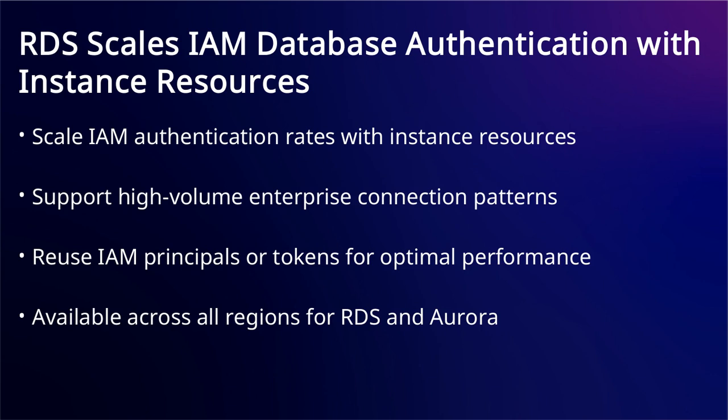The number of authentication requests your instance handles depends on available resources and workload characteristics. You can support high-volume connection patterns for enterprise workloads using IAM authentication across Amazon RDS and Aurora database engines including PostgreSQL, MySQL, and MariaDB. To optimize performance, you should reuse IAM user or IAM assumed role principals when generating authentication tokens, or reuse the authentication tokens themselves when possible. This capability is available in all AWS regions, including AWS GovCloud (US) regions, where IAM database authentication is supported.